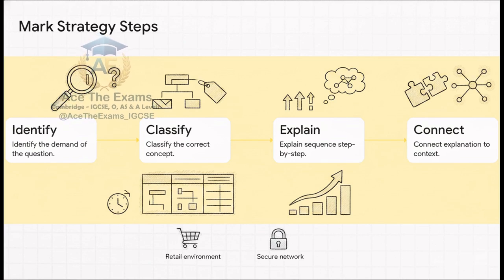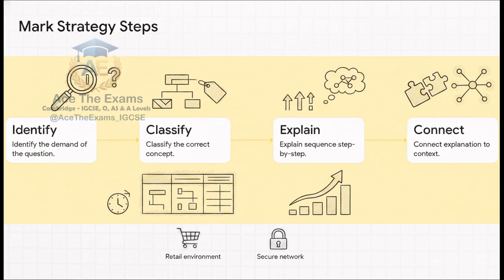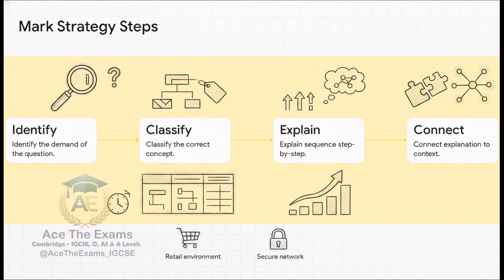Step 1, identify the demand of the question. What is the command word actually asking? Step 2, classify the correct concept or process. Step 3, explain the sequence step by step. Step 4, connect the explanation to the specific context provided.